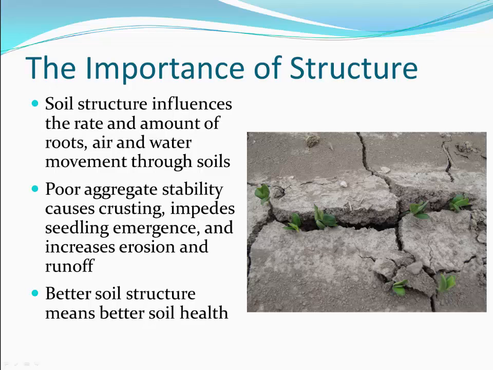Well, poor aggregate stability causes this crusting, and again, if we have crusts, then we're going to have decreased infiltration, which results in increased erosion and runoff. And simply put, better soil structure means better soil health.